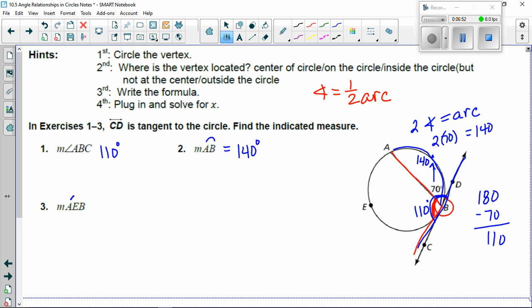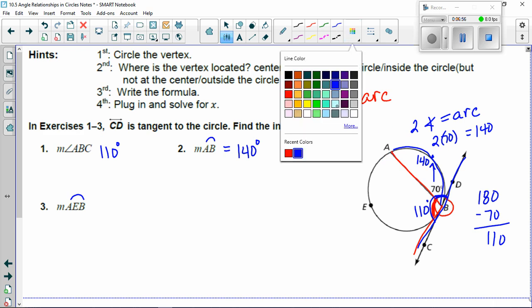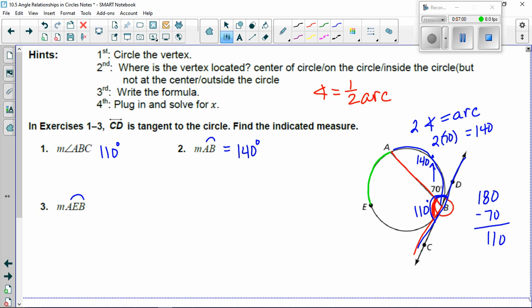Now, AEB, which is our major arc, so if we look at arc AEB, so A to E around to B, this is going to be 360 minus the little arc, so 220. So this arc is 220 degrees.